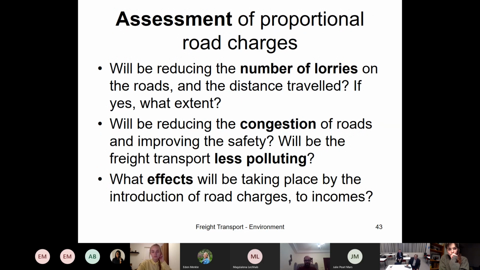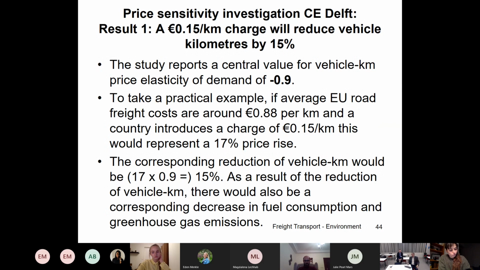Here I put a short case study or calculation of the road charges, introduction of road charges, or increase of existing road charges on the field of freight transport. Three elements or three questions. It's based on an investigation from Delft. What is the Delft Institute? This is a Dutch consultancy institute on the field of transport. So the introduction of an additional 0.15 euro per kilometer charge; you mentioned before the 1 cent per kilometer. This is a 0.15 euro kilometer charge.